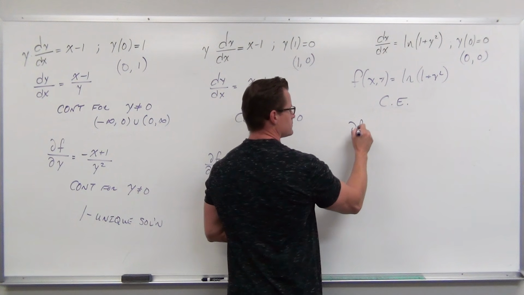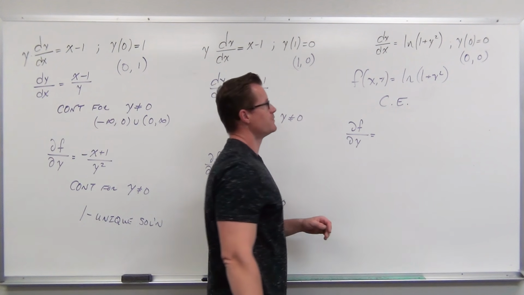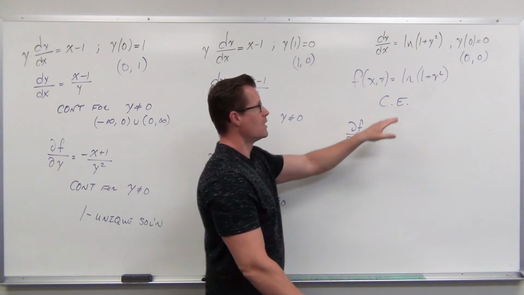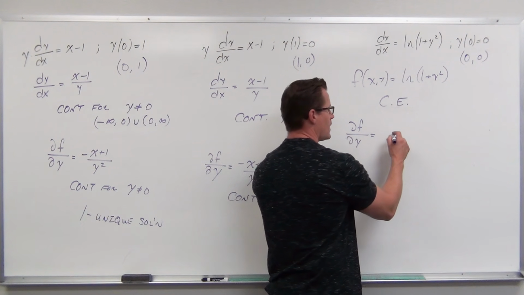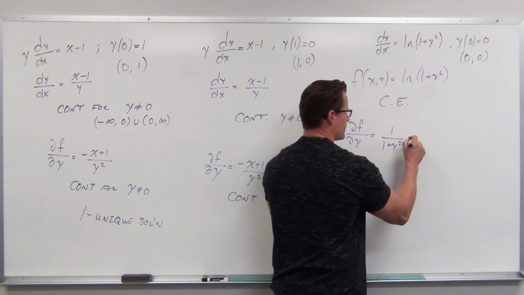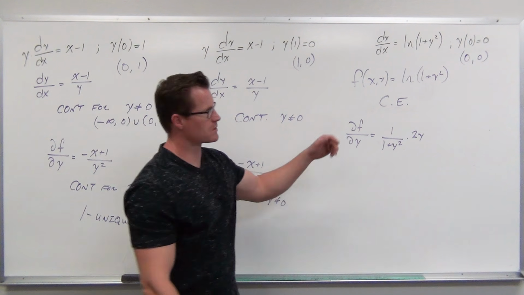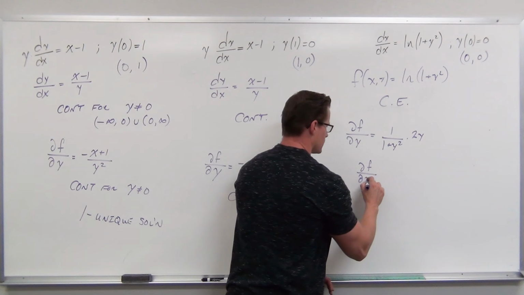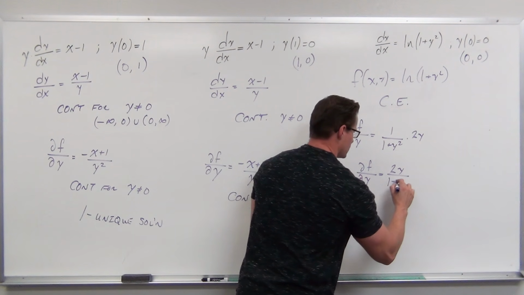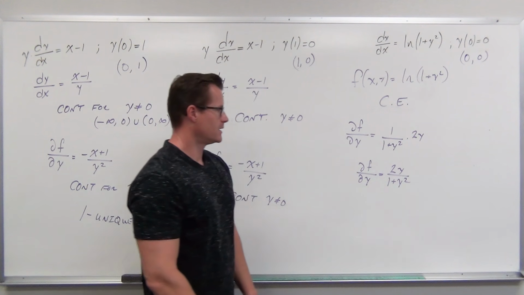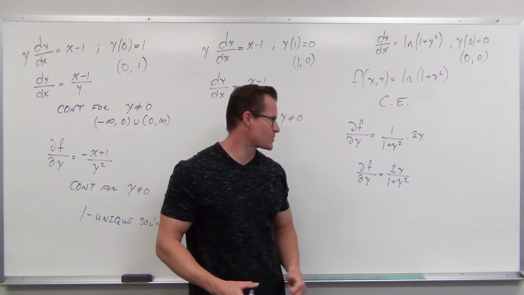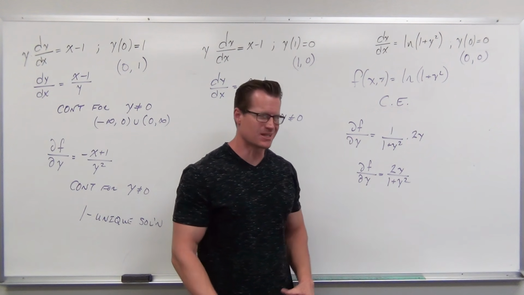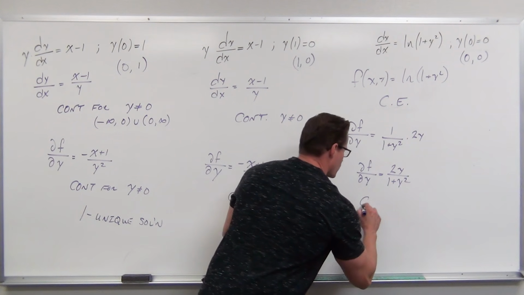Now the partial derivative. Well, a logarithm says you do 1 over the inside times the derivative of the inside by the chain rule. The derivative of the inside is 2y. 1 goes to 0, y squared goes to 2y. So our partial derivative is that. Now, because our 1 plus y squared can't ever equal 0, we don't have any discontinuities here either. You can't ever add 1 plus a positive and get 0. Doesn't make sense. So this is continuous everywhere as well.